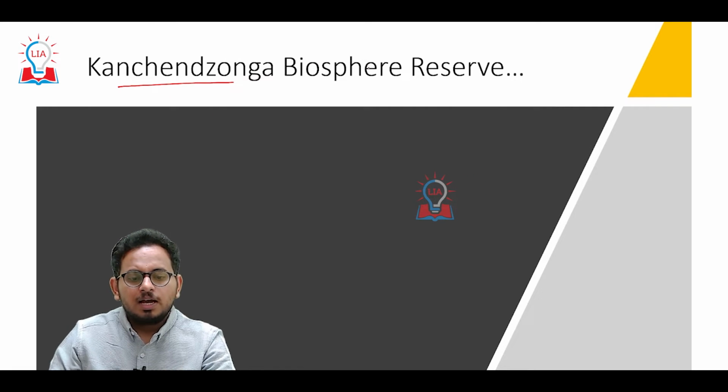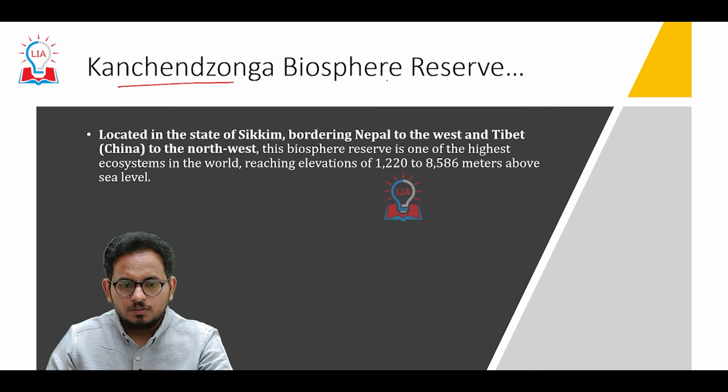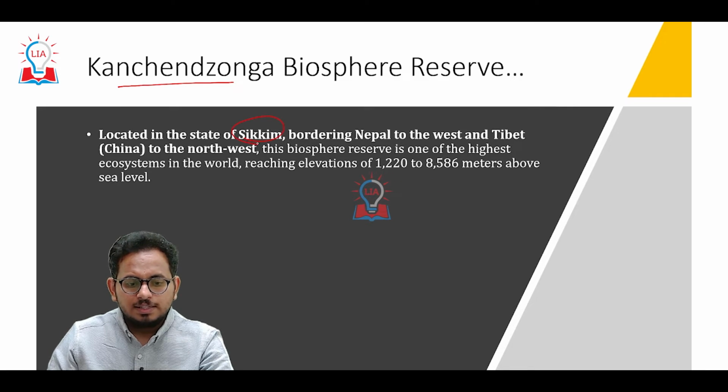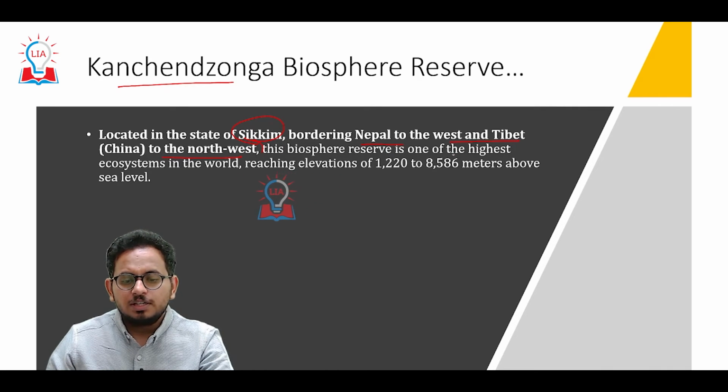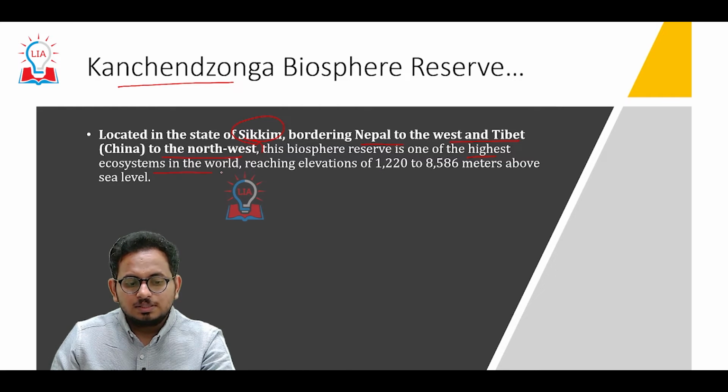Next one would be Kanchanjanga Biosphere Reserve in the state of Sikkim. In the state of Sikkim, it borders Nepal to the west and Tibet and China to the northwest. This Biosphere Reserve is one of the highest ecosystems in the world.